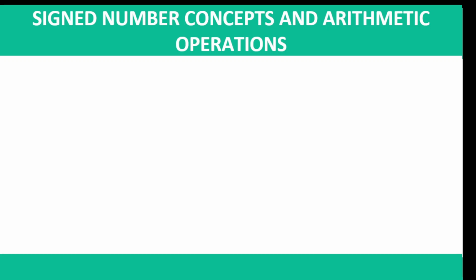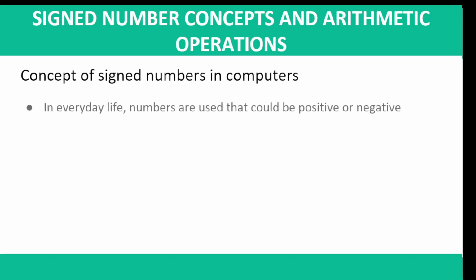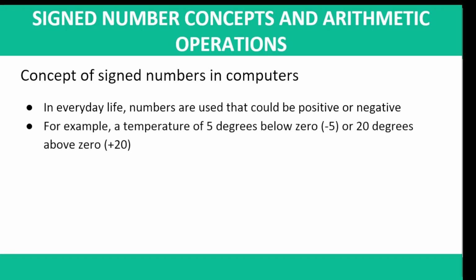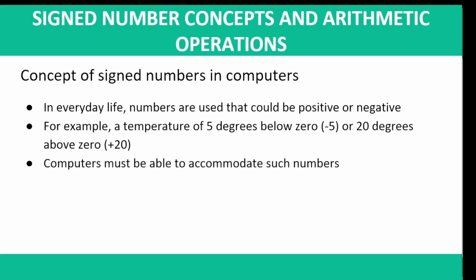So, we'll now talk about the concept of sign numbers in computers. We know that numbers could be either positive or negative, right? For example, we could have 5 degrees below 0, meaning negative 5 degrees, or 20 degrees above 0, or positive 20. So, computers must be able to accommodate such numbers.